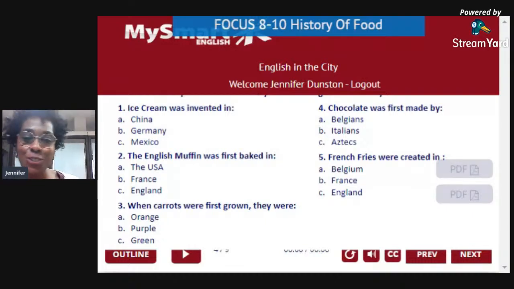The actual English muffin, well, that's another story. That's probably for another focus. Okay, Giacomo, you agree that number 3 is B. So when carrots were first grown, they were purple. Elena, thank you for clearing that up for us. The Aztecs were actually in Mexico before Mexico was Mexico. And thank you, Sabrina, for your contribution. French fries were created in France or Belgium. Today it says Belgium. All right, let's take a look now at our answers.